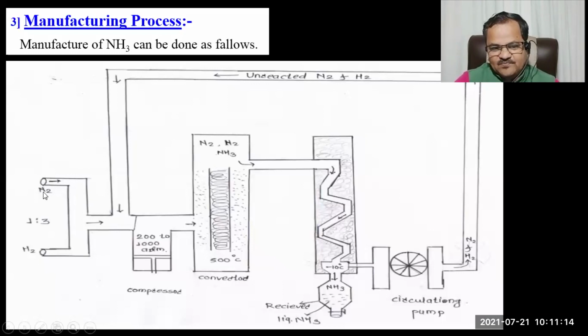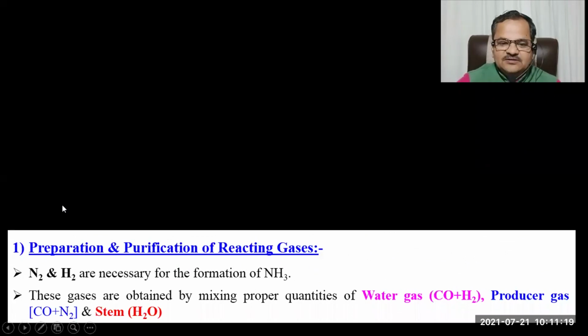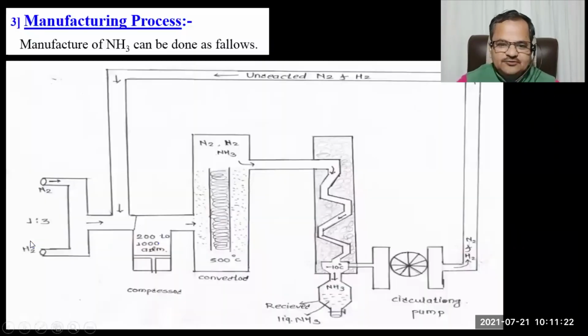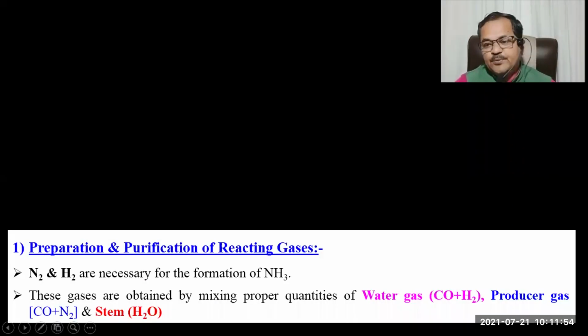Here actually the N2 and H2 reactants are prepared in this way. For example, this is the first step which is not shown here. Actually the preparation of N2 and H2 is not shown here. Directly we have taken N2 and H2 from another compartment which is not shown here. In the other compartment attached to this one, we prepare N2 and H2 reactants and then we feed these reactants to this compressor. But let us see how N2 and H2 reactants are prepared and purified.